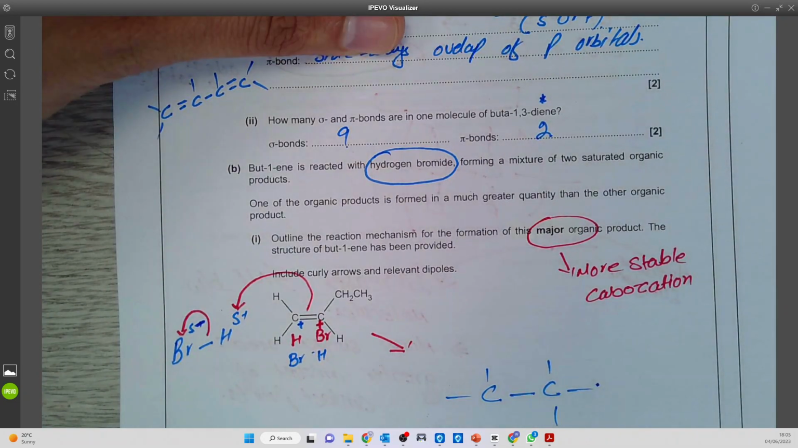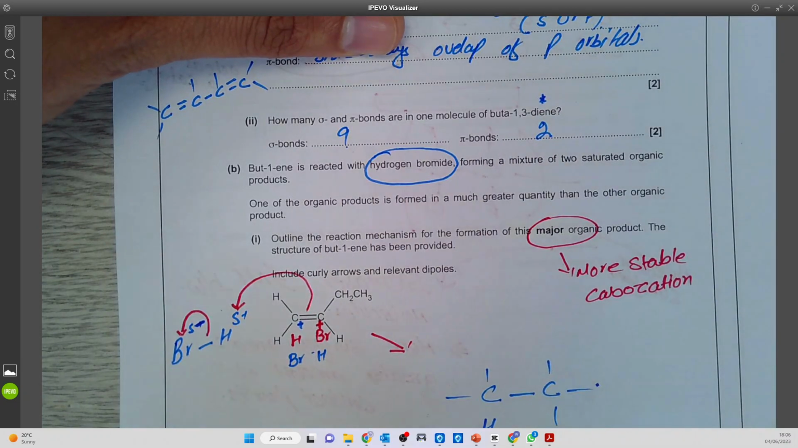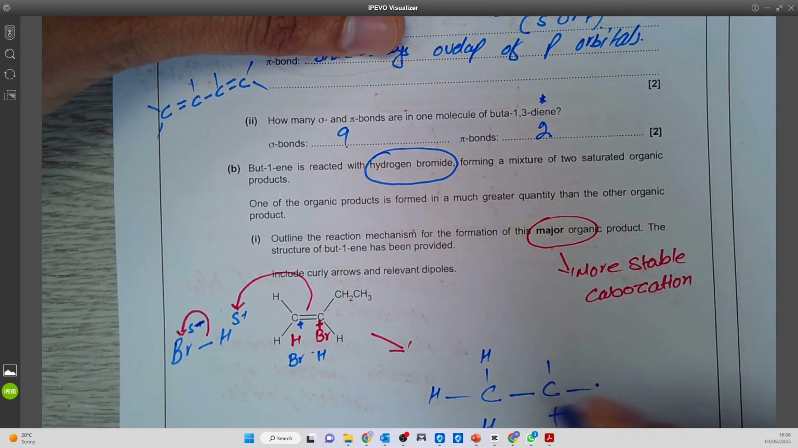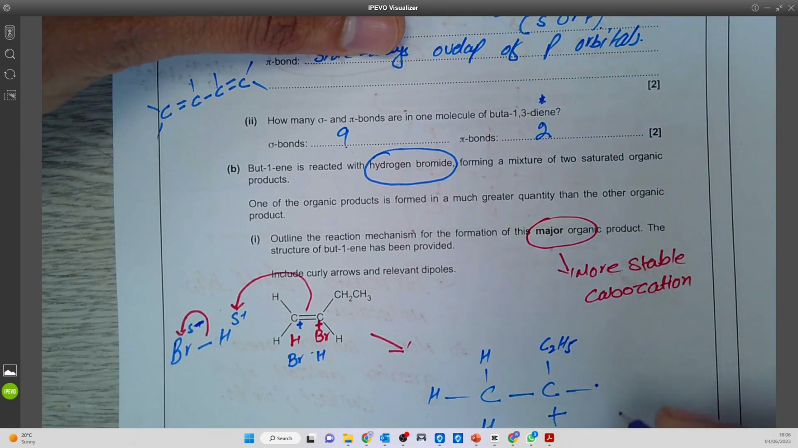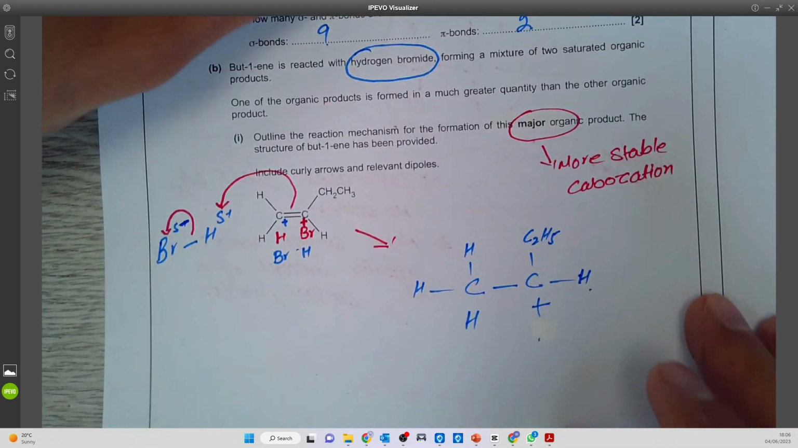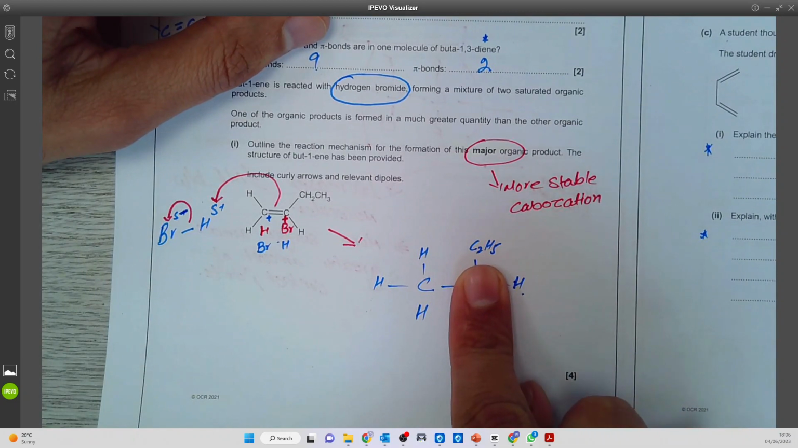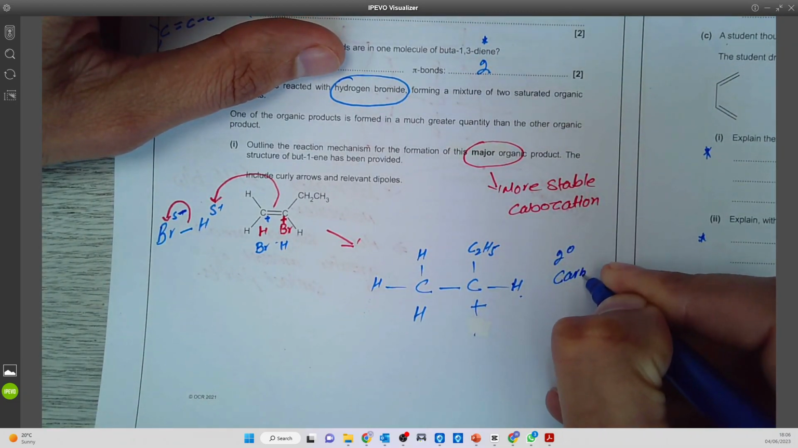I can draw this should be here. This is not going to be there. It will just be a positive here. Here you'll have hydrogen, hydrogen. I can write down here C2H5 and I'm going to write down H. Now this is my secondary carbocation. Why is it secondary carbocation? Because I've got C2H5 here and I've got C3. So this is my secondary carbocation.